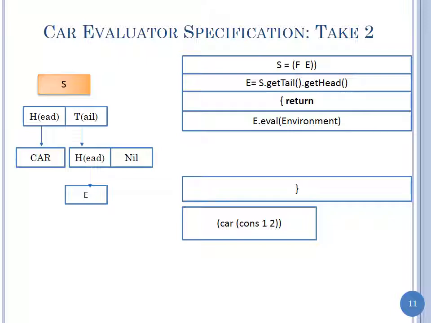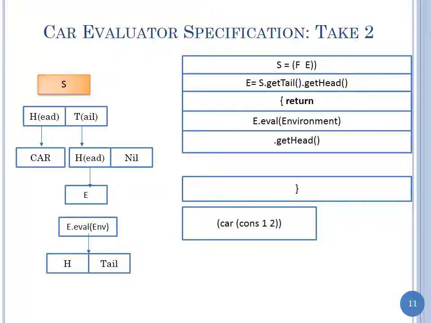So we're going to do an E dot eval and get another structure, and we're going to look at that structure and find its head and tail. Then we're going to compute the head of that. Now cons 1, 2 will evaluate to a structure. Cons 1, 2 will be called. It'll return back an object with a head and a tail. The head will be 1, the tail will be 2. So we're going to return 1, as we really wanted to do in the first place.